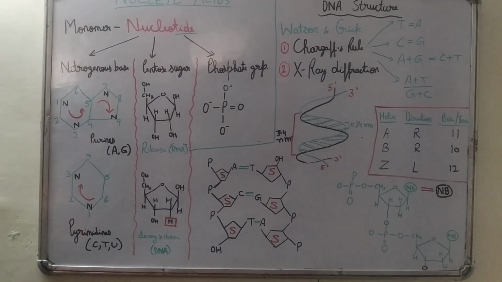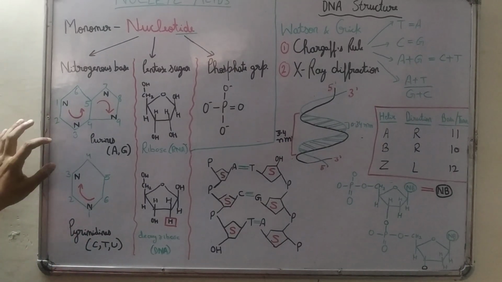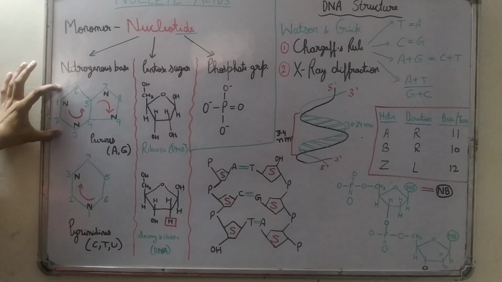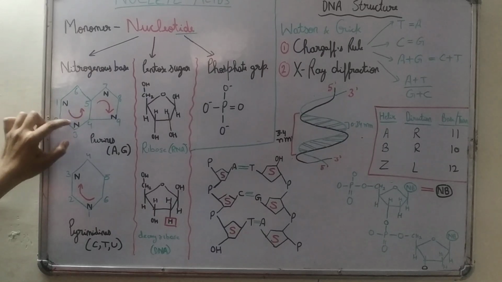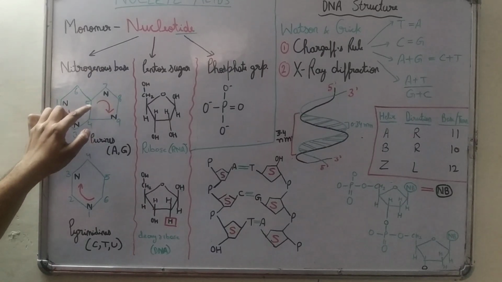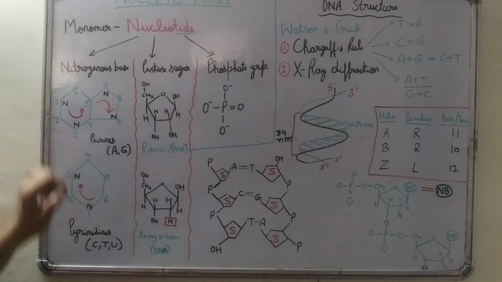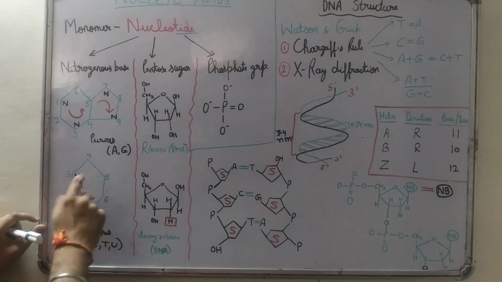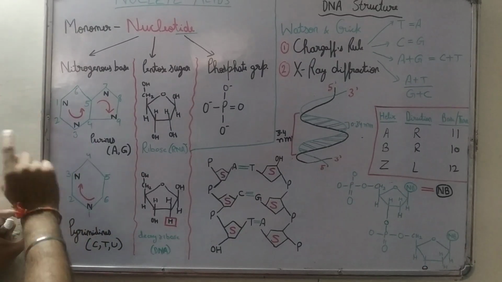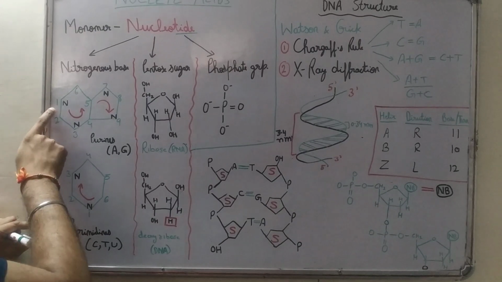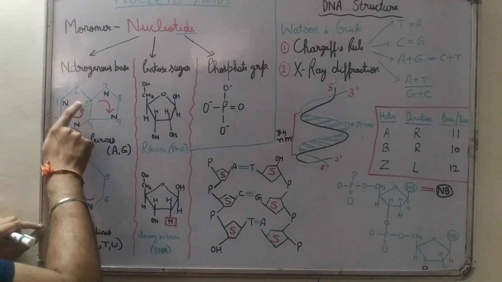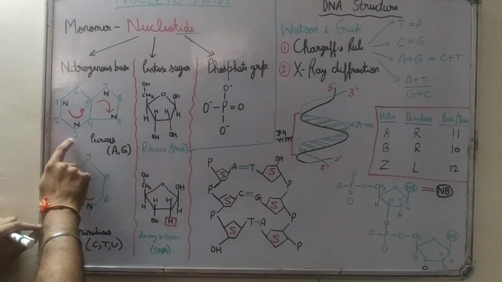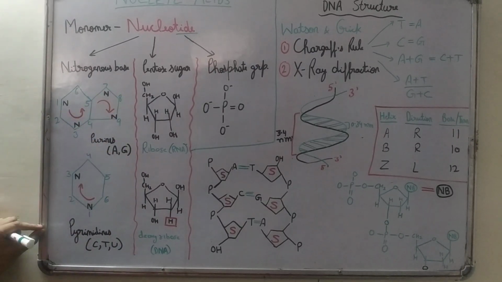Now coming to the numbering of these purines and pyrimidines, the purines, which are the double ring structure, in the first ring the numbering will be in anti-clockwise direction, whereas in the second ring the numbering will be in the clockwise direction. In case of pyrimidine the numbering will be in clockwise direction. In purines the numbering will start from this nitrogen, that is 1, 2, 3, 4, 5, 6, 7, 8, 9. As a result, the nitrogen will be present at first, third, seventh and ninth position.